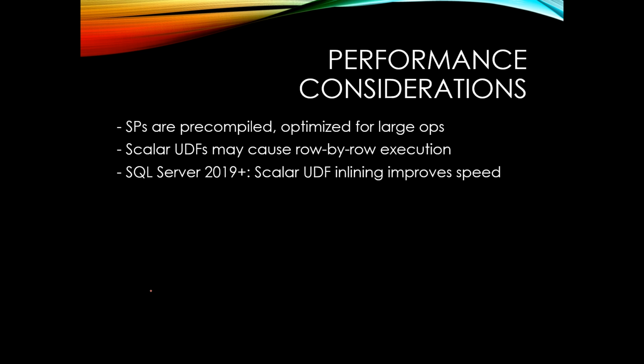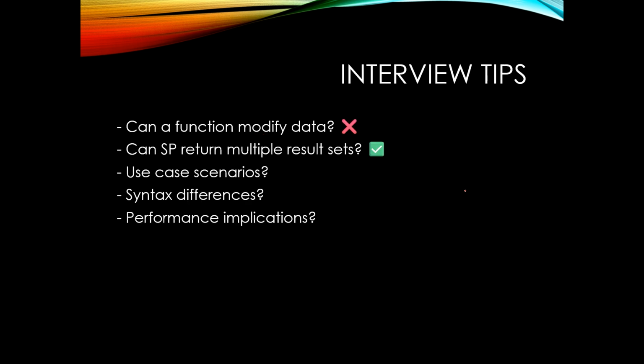So this is the performance consideration. Stored procedures are pre-compiled and optimized for larger operations. And a scalar user-defined function may cause row-by-row execution when talking about performance. In SQL Server 2019 and later, scalar user-defined function inlining improves the speed also. So in new versions we are getting these things. We can remember these points also.